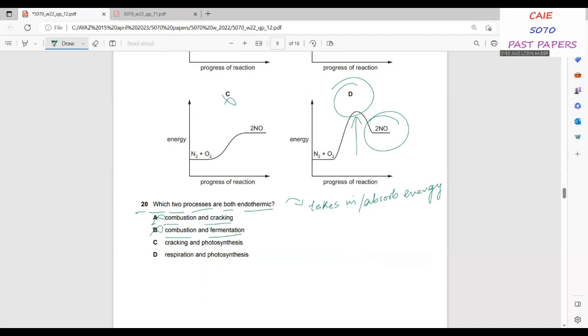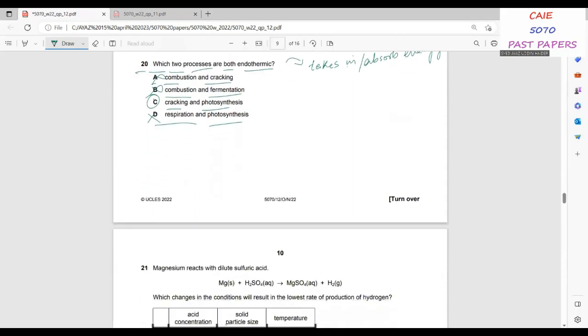This is again wrong. C, cracking and photosynthesis. Both cracking and photosynthesis take in or absorb energy from the surroundings. C will be the right answer. D, respiration and photosynthesis. Respiration is exothermic, photosynthesis is endothermic. So this is wrong. C will be the right answer for this question.